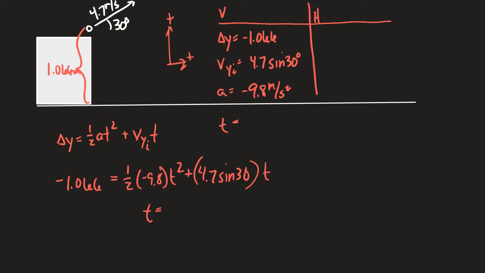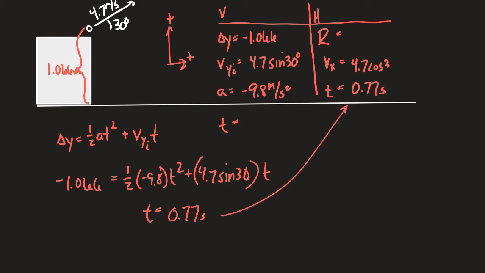What is it? 0.77. There's another time that you're going to get, but it's negative. Do I need to worry about it? Nah. So I'm just going to ignore it. Horizontal: range, Vx, and t. We use this to find out that t was 0.77 seconds. Vx is going to be 4.7 cosine 30 degrees. The range is 4.7 cosine 30 times 0.77, which apparently is somewhere around 3.17 meters.